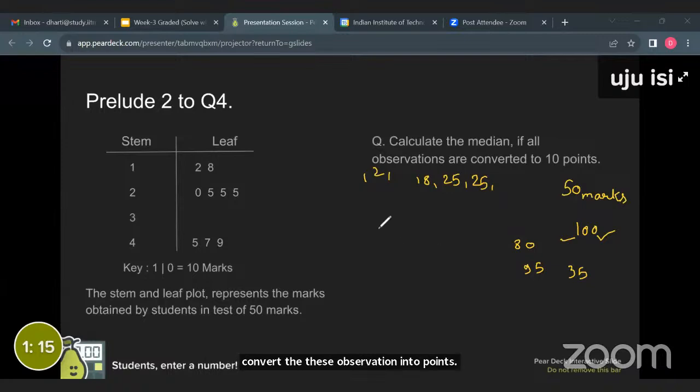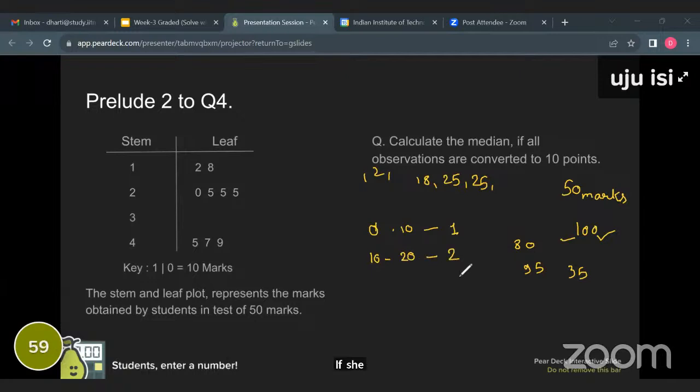They will say if someone scores between 0 to 10, then he or she will get 1 point. If he or she gets marks from 10 to 20, they will get 2 points. If someone gets 80 to 90, how many points? 9 points. 90 to 100, it is 10. So this is what we call observations converted to points.